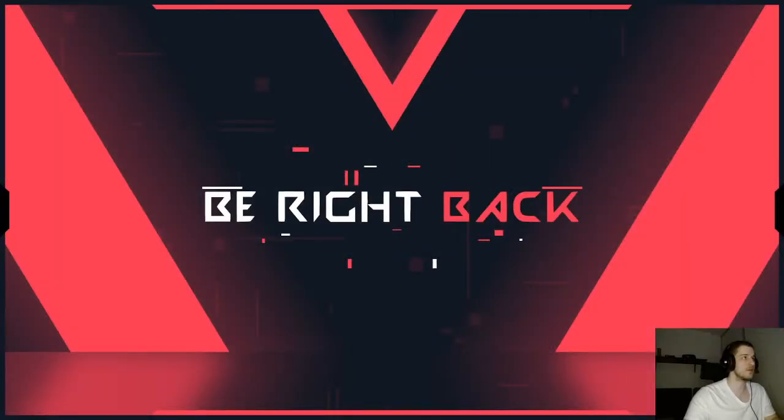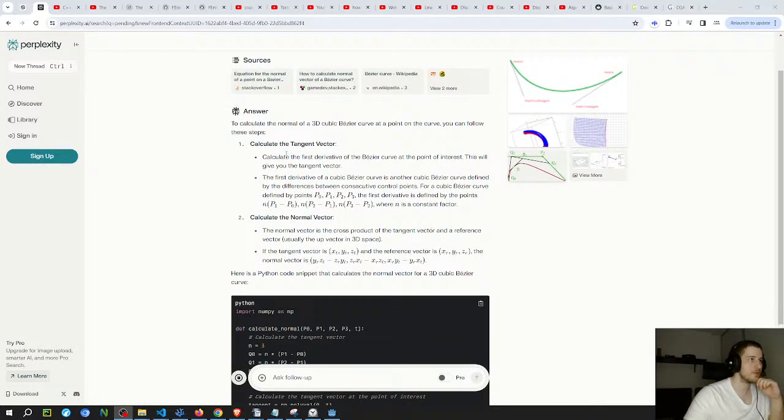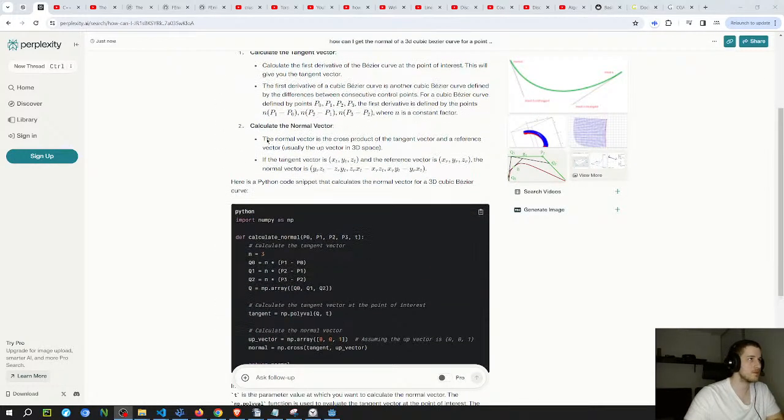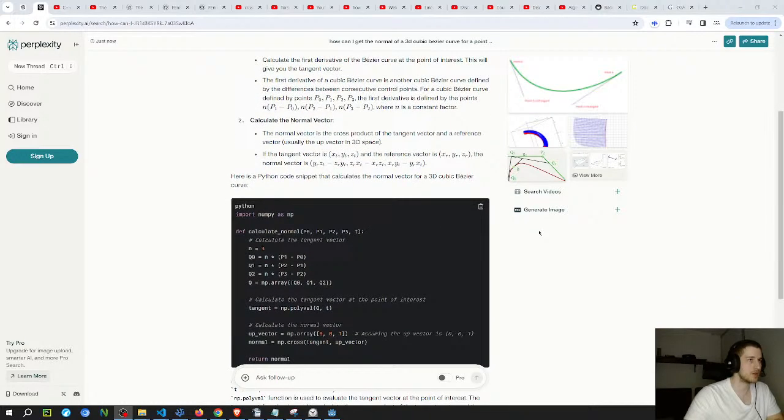Sometimes this happens. I have to refresh. I think they check for bots. Show the normal of a 3D curve. The normal vector is the cross product of the tangent vector and the reference vector, usually the up vector in 3D space.